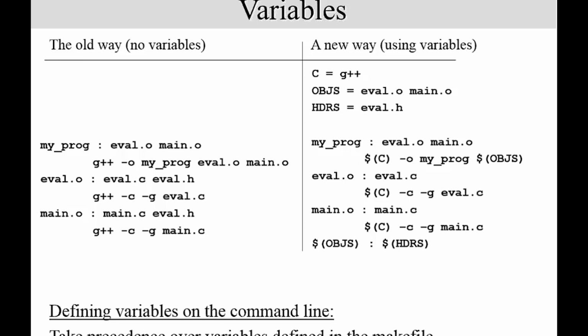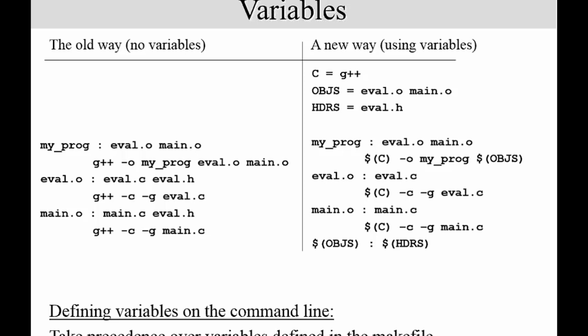But if you want to use variables, then we can define the variable upfront as a header. So for example, C is defined as g++, objs or the objects are eval.o and main.o, and then the headers are eval.h basically. So now simply we can say that myprog is eval.o main.o, that is the dependencies, but the command is essentially like $C, which is g++, and then the arguments for the input are basically like $OBJS, which is these two inputs.